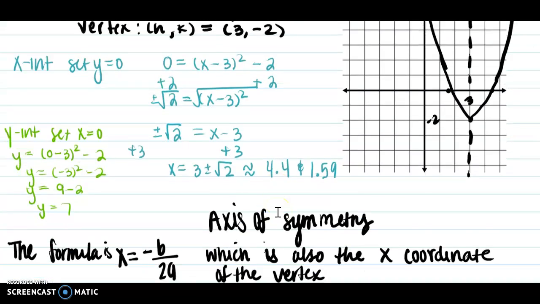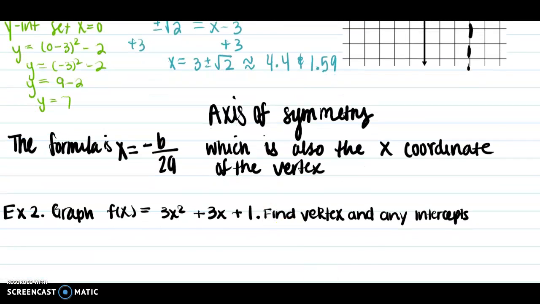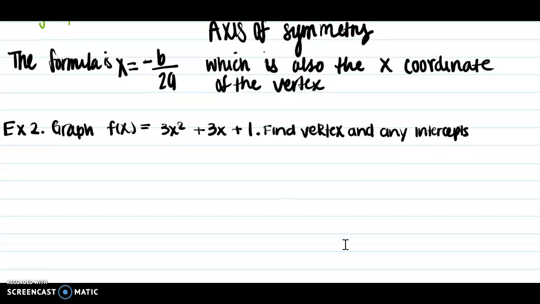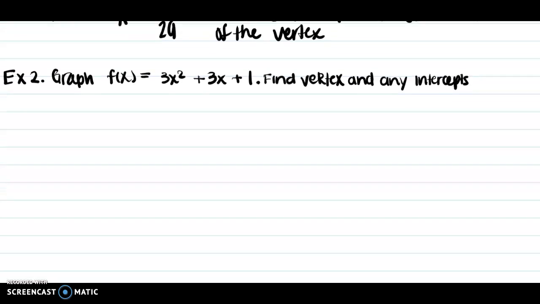All right, so we're going to move on to the axis of symmetry formula. There is a formula for the axis of symmetry, and that is x equals negative b over 2a, which is also the x-coordinate of the vertex. Okay, so example number 2 says graph f of x is equal to 3x squared plus 6x plus 1. Find the vertex and any intercepts. So we're going to go ahead and graph this.